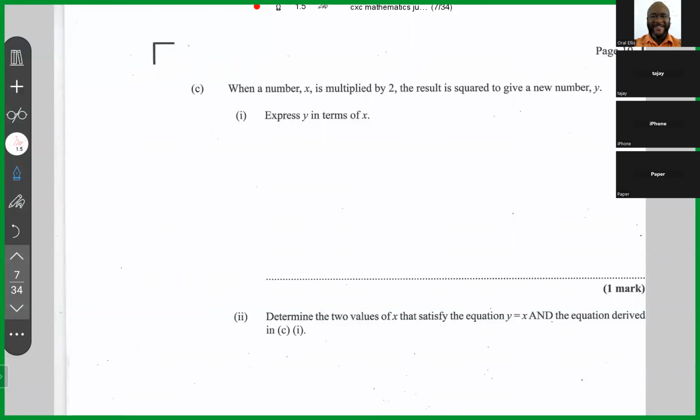It says when a number x is multiplied by 2, if you multiply x by 2, you're going to get 2x. And it says the result, 2x, is then squared. So when we multiply x by 2, the result, which is 2x, is then squared. So we square 2x. It gives a new number, and that number is y.